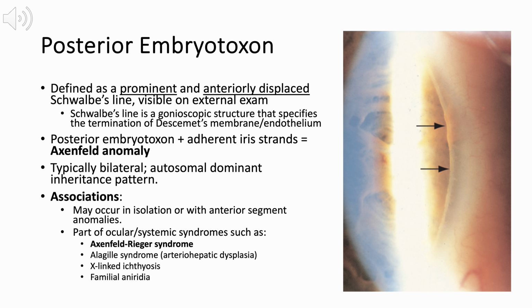Posterior embryotoxin can occur in isolation or alongside other anterior segment abnormalities. It is commonly associated with systemic or ocular syndromes such as Axenfeld-Rieger syndrome, Alagille syndrome, noted for arteriohepatic dysplasia, X-linked ichthyosis, and familial aniridia.